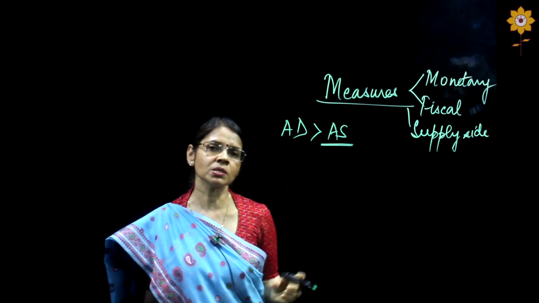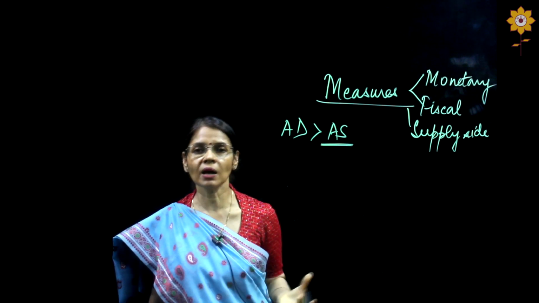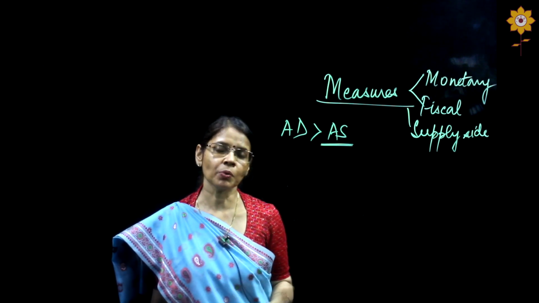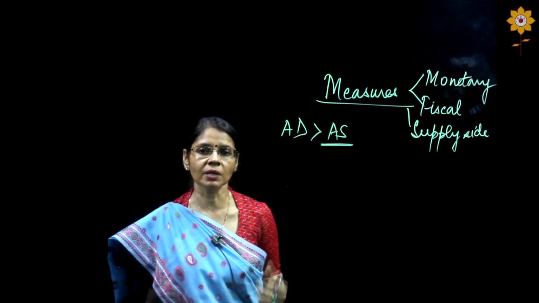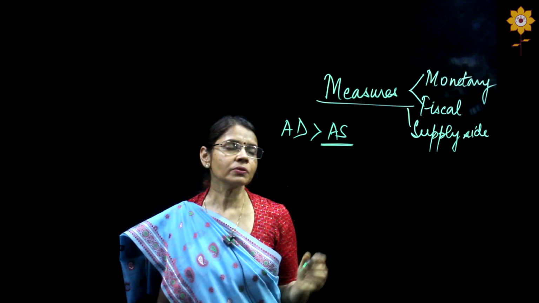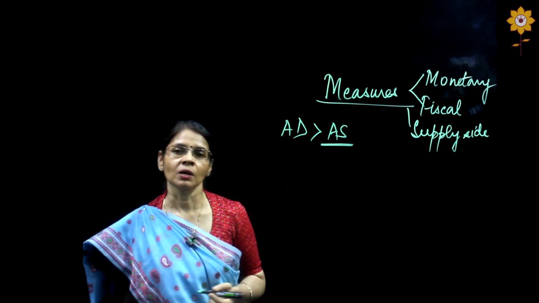In monetary measures, there is the bank rate, or CRR, the cash reserve ratio, or even repo and reverse repo rates nowadays, they are used to control inflation. Monetary measures are definitely a better measure than fiscal measures.